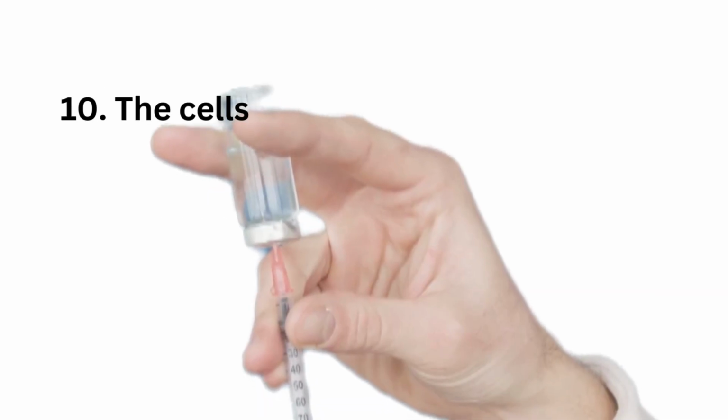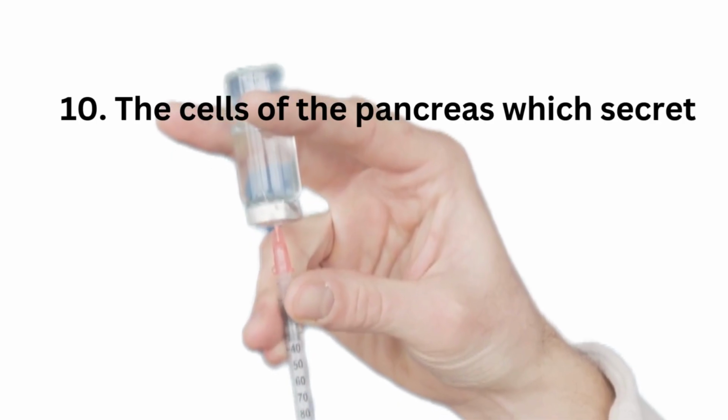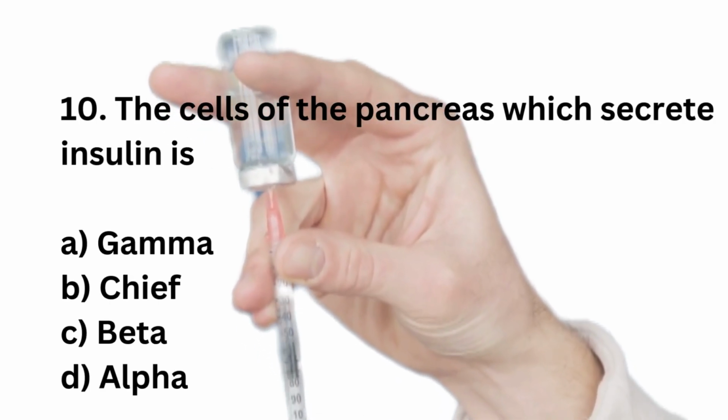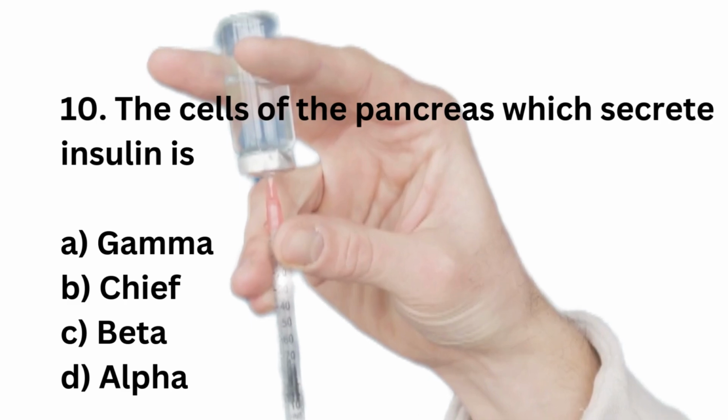The cells of the pancreas which secrete insulin is A. Gamma. B. Chief. C. Beta. D. Alpha.